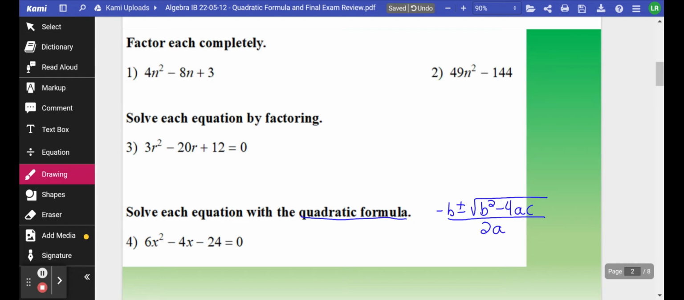Now, if the sub would please pause the video and give the students about 10 minutes to complete these four problems. All right.